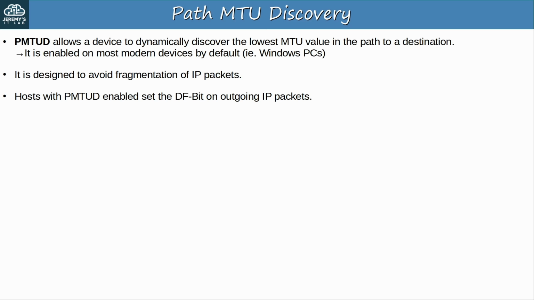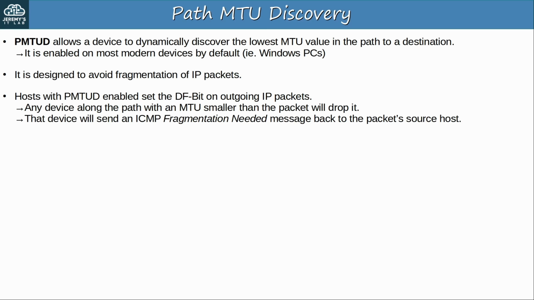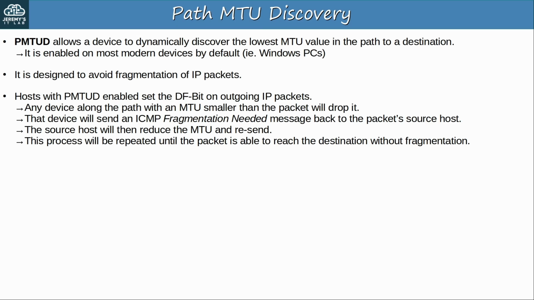Hosts with PMTUD enabled set the DF bit on outgoing IP packets. They do this automatically. Any device along the path with an MTU smaller than the packet will drop it, because the DF bit is set. It can't be fragmented, only dropped. That device will then send an ICMP fragmentation needed message back to the packet's source host. The source host will then reduce the MTU and resend the packet. This process will be repeated until the packet is able to reach the destination without fragmentation, in which case the source host now knows the MTU of the path.